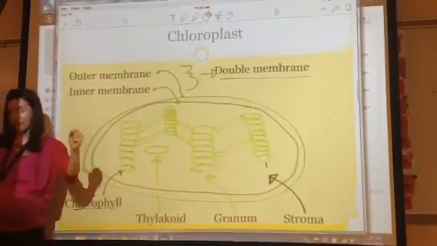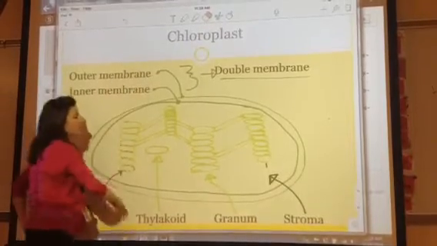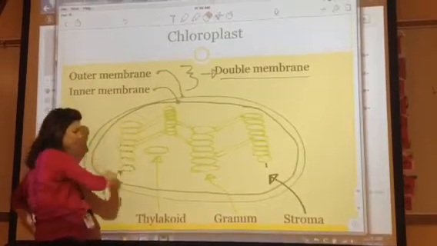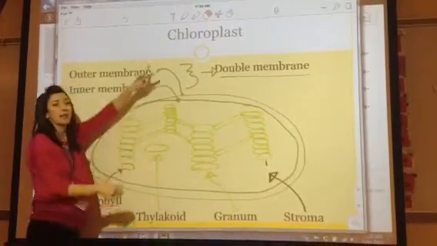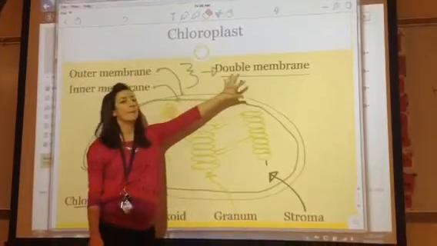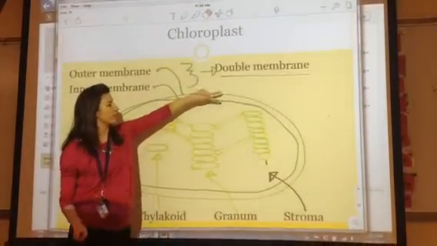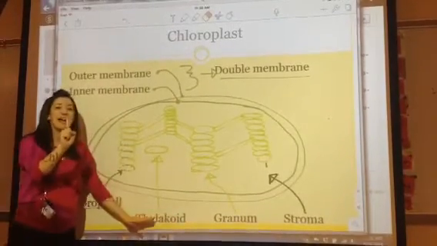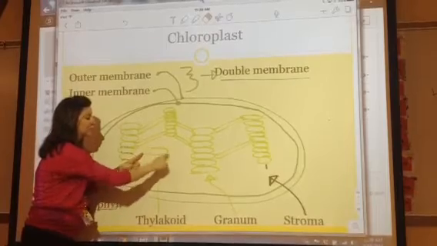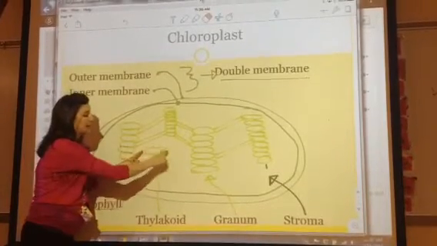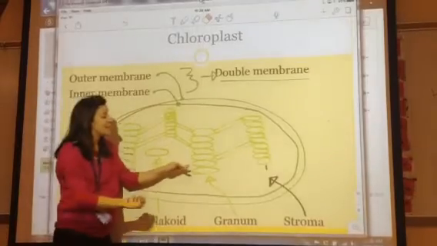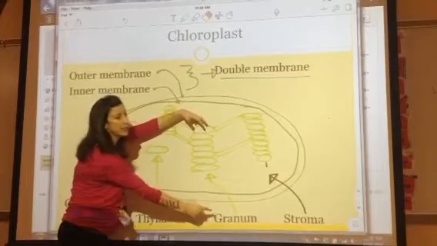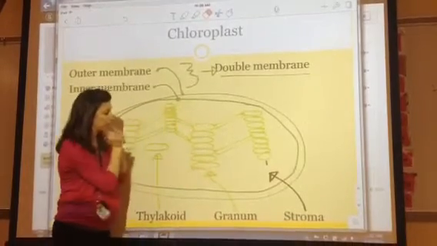All right, draw this. So we've got an outer membrane, our big circle. We've got an inner membrane, our little circle right inside of that. Together, they're going to be called the double membrane. There are two membranes, double membrane. Then we're going to have one thylakoid, which is one green disc. Then we're going to have a stack of thylakoids. That will be called a granum, a stack of thylakoids.